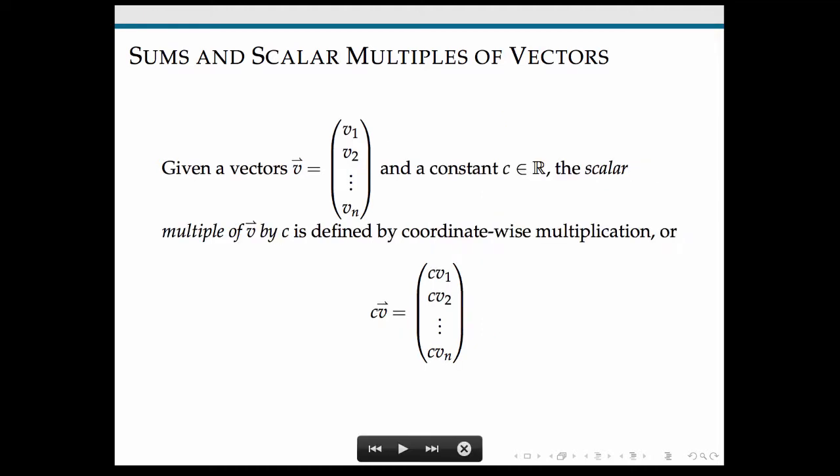So given a vector, another operation that we can perform is we can scale it up or down by some positive or negative constant c, positive, negative, or zero. The way we define a scalar multiple of a vector by a constant c is coordinate-wise, multiplying each term in our vector by this constant.